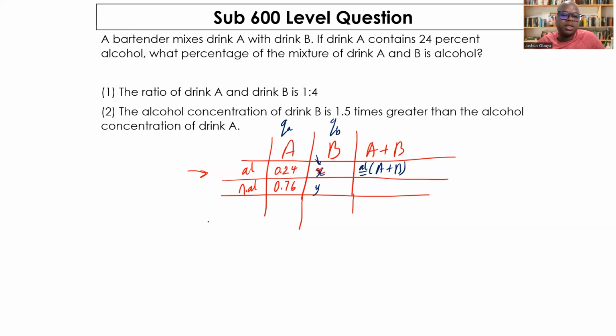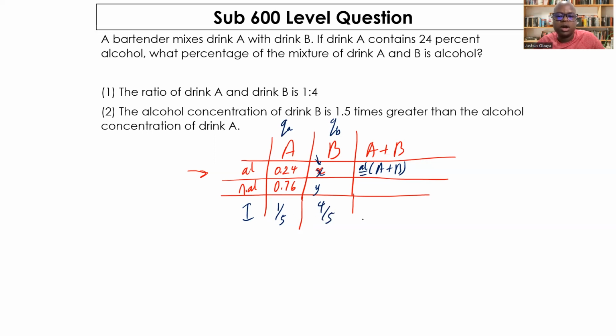So let's look at the statements now that you know what we're looking for in sufficiency. The ratio of drink A and drink B is 1:4. That is the drinks in total. So 1:4 converted to a fraction, A will be 1/5 in the first statement, and B will be 4/5. That is the ratio of drink A to B.